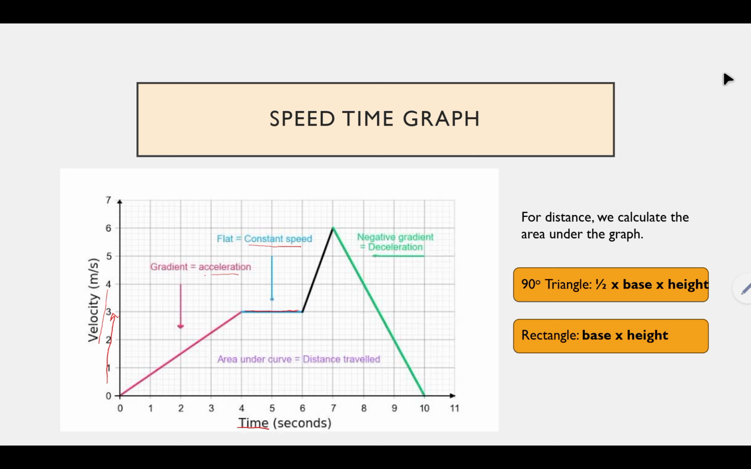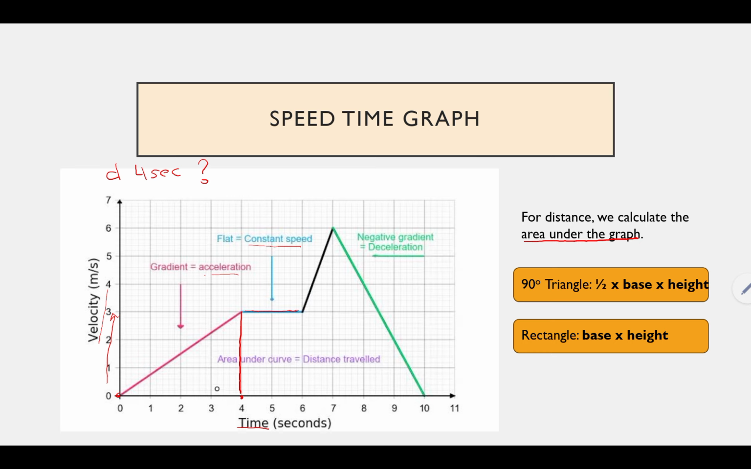If I want to calculate distance from a speed time graph or a velocity time graph, I need to get the area under the graph. How? We only have 2 rules. If I want to get the area under this triangle, so if they told me to find the distance for the first 4 seconds, what do I do? Here's my 4. So I need to get the distance from the starting point till 4 seconds. Is this a triangle or a rectangle?